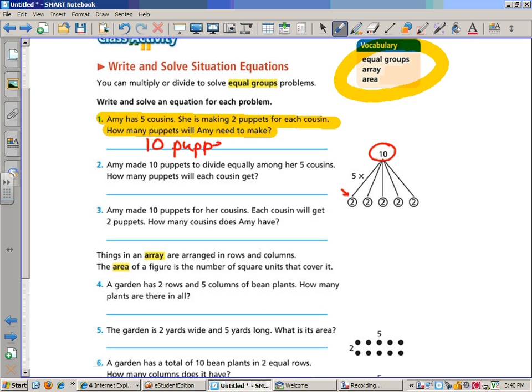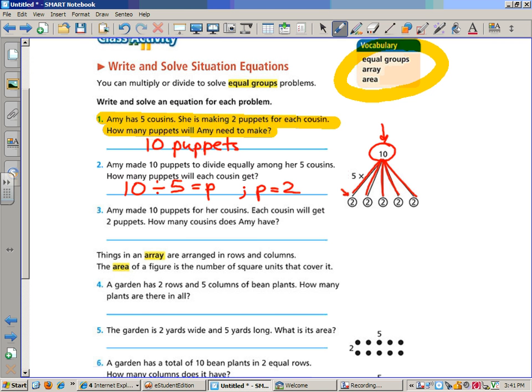They have done that equal groups model for you. Okay, Amy made 10 puppets, so we're going to start with the 10. 10 puppets to divide among her 5 cousins. So then you would extend that down 5, and how many would each get? Okay, so we're going to start with that 10. We're going to share it or divide it amongst 5 of our cousins to get how many puppets each cousin gets. Okay, so 10 divided by 5. They each should get 2 puppets.